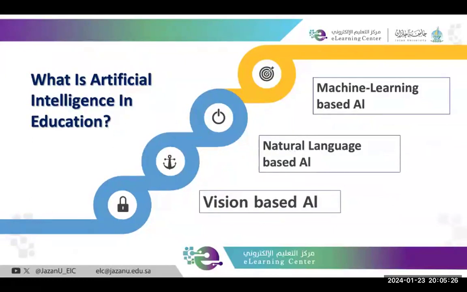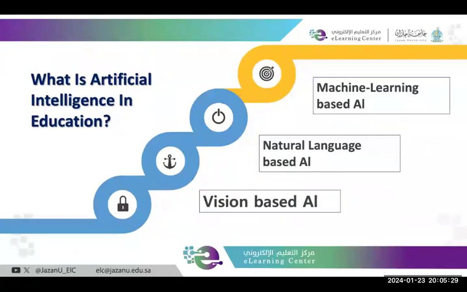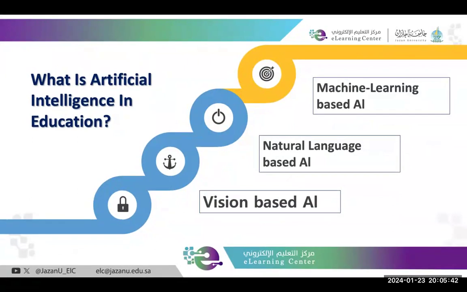We're going to discuss what is meant by machine learning based AI. This refers to AI systems that learn from data. In education, this could involve adaptive learning platforms that tailor content and assessments to the individual needs and progress of each student. The next one is natural language based AI. This type of AI deals with understanding, interpreting, and generating human language. In education, this could include chatbots that can converse with students in natural language, tools for language learning, or systems that can assess and give feedback on students' written work.